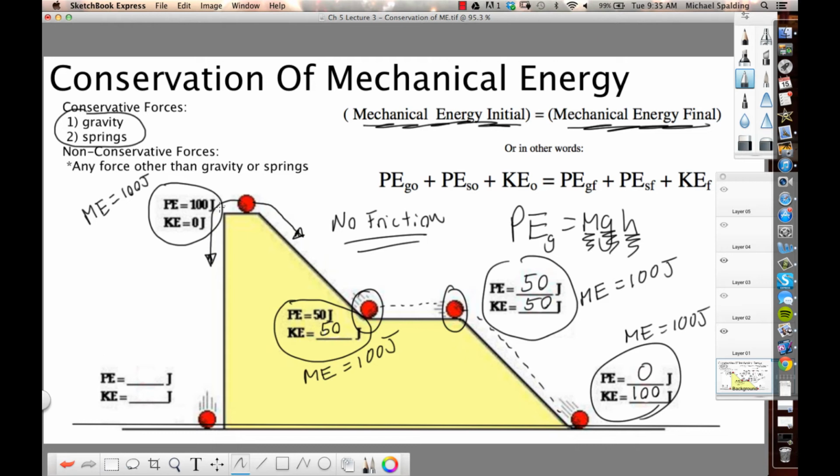Now, let's go over here. So the ball goes over the backside, falls down like this. Right before the ball hits, how much potential? 0. So the kinetic must be 100. Okay, so does this basically make sense? All right, now I'm going to challenge you. So any questions here?